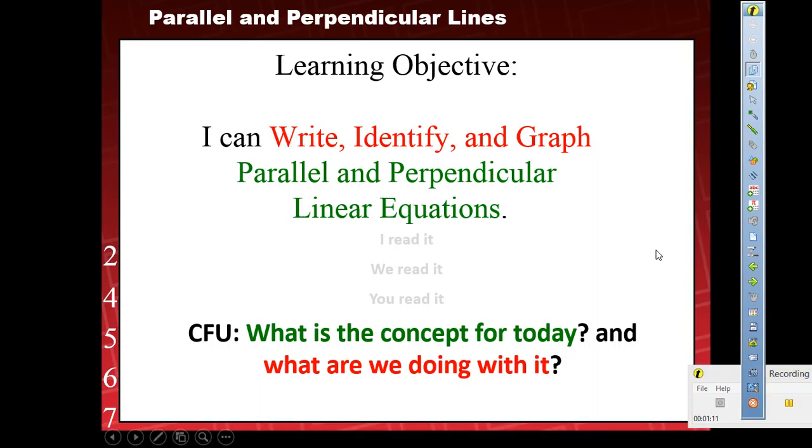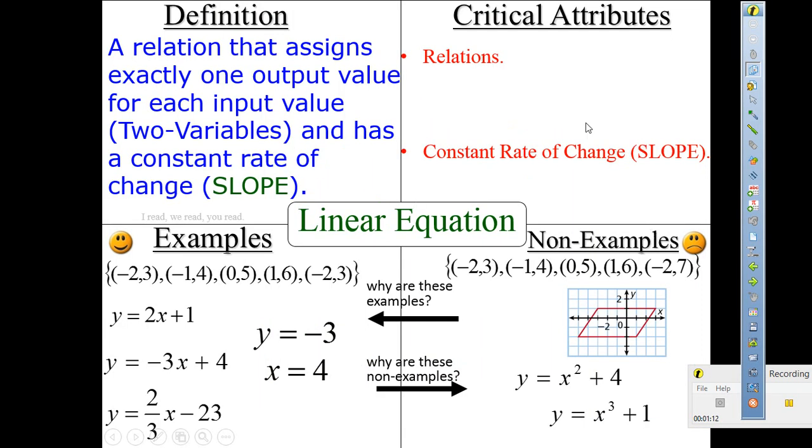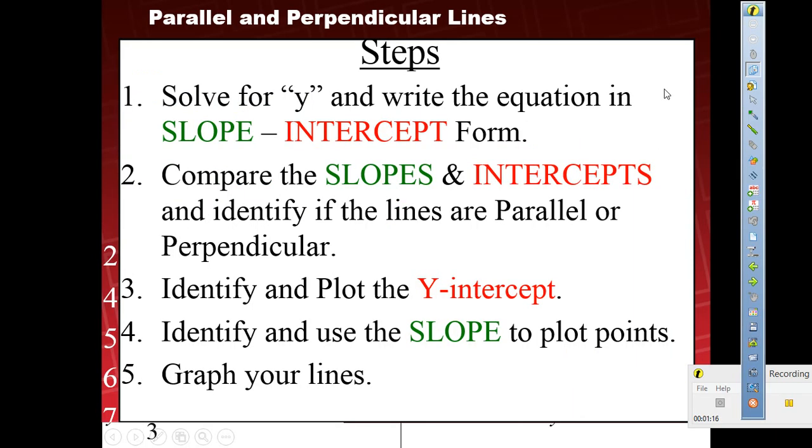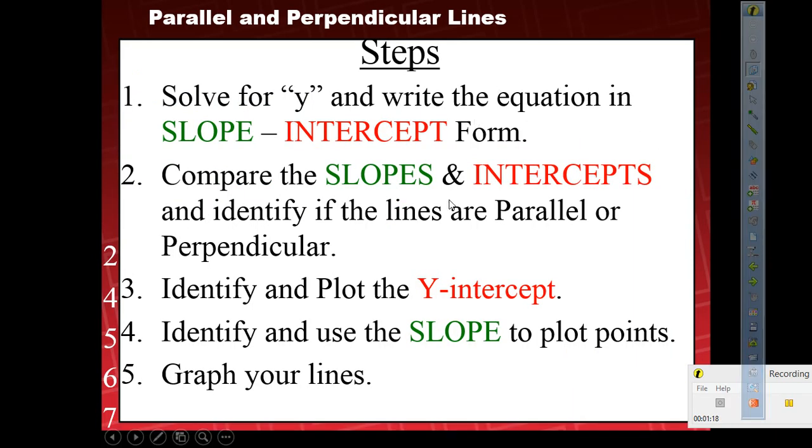So once again, we don't need a Fourier model, since we already know what linear equations are. We do need steps, sorry. Only 5 steps. Copy these down, please. Step 1, solve for y and write the equation in slope-intercept form. Step 2, compare the slopes and intercepts and identify if the lines are parallel or perpendicular. Step 3, identify and plot the y-intercept. Step 4, identify and use the slope to plot points. Step 5, graph your lines.